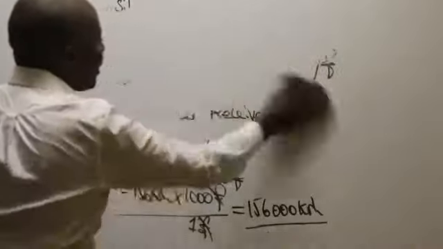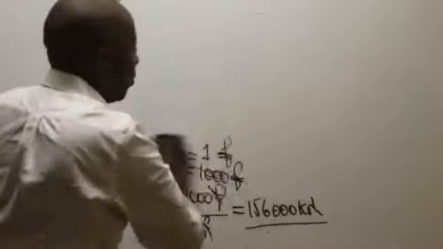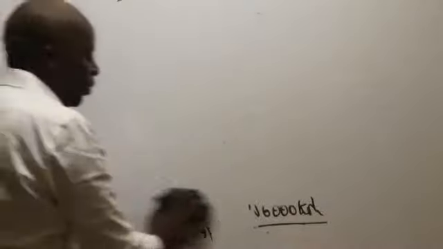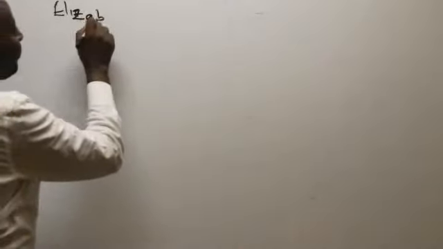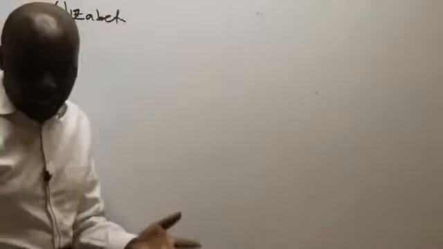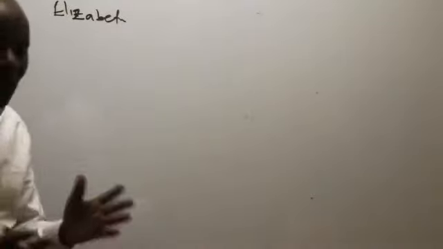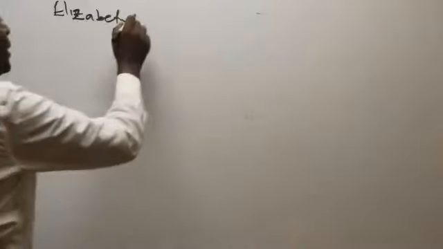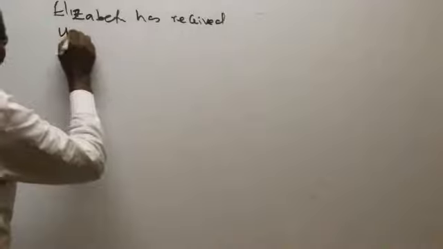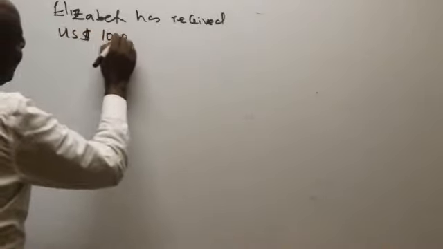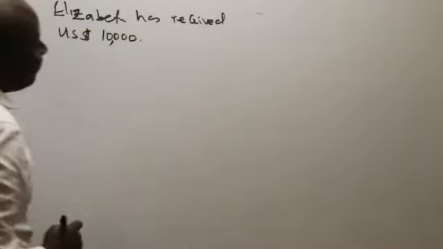So another exercise. This now is exercise 2. Exercise 2, we have Elizabeth. She's one of us here. She's a Kenyan, right? Elizabeth is a Kenyan. So Elizabeth has received US dollars 1,000 or 10,000 like that, right?